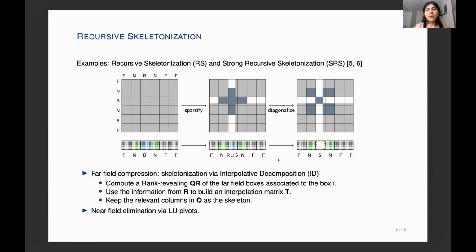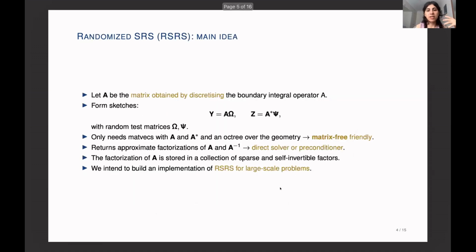And so RSRS not only works as a fast direct solver, but also works as a preconditioner for your method to get a preconditioner for your matrix. So the randomized part, as I said before, is basically that instead of working with a matrix, we work with samples of our matrix. So we define 2 test matrices, one for A and one for the conjugate transpose of A, or just the transpose of A, depending on whether your matrix is real or complex.